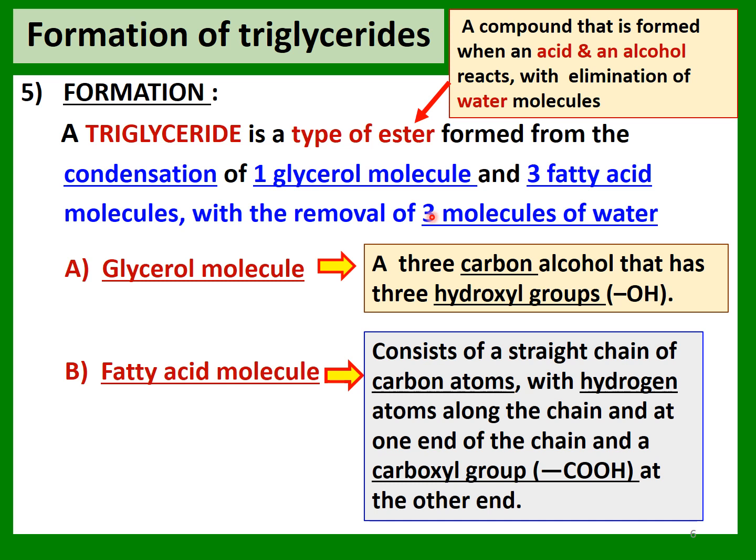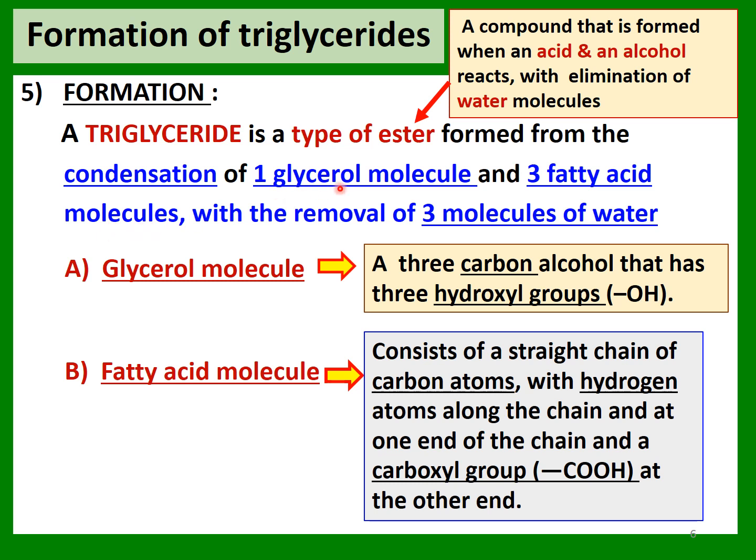Okay, and as we know, condensation is a process whereby a few smaller molecules, like here, four smaller molecules, combine together to form a larger, more complex molecule, which is the triglyceride, with the removal of molecules of water. That is condensation. So it fits in here. You have to memorize the definition of triglyceride, how it's formed. But we'll discuss how we can write it later on at the end of the lesson. Okay, the formation of triglyceride.